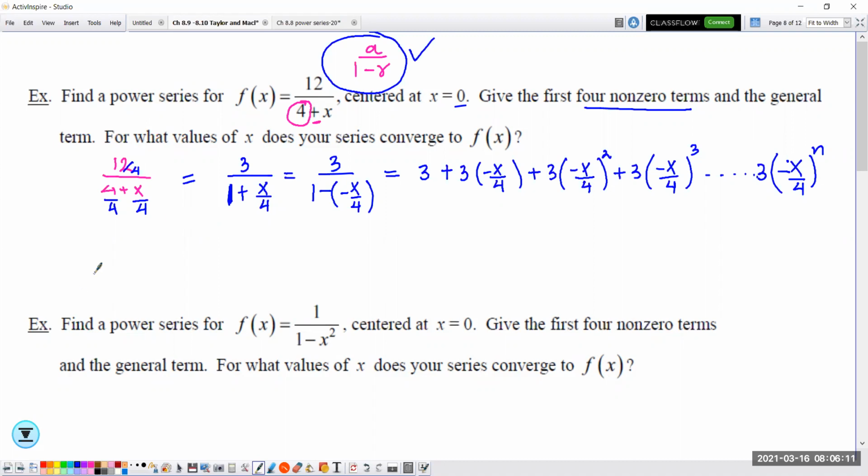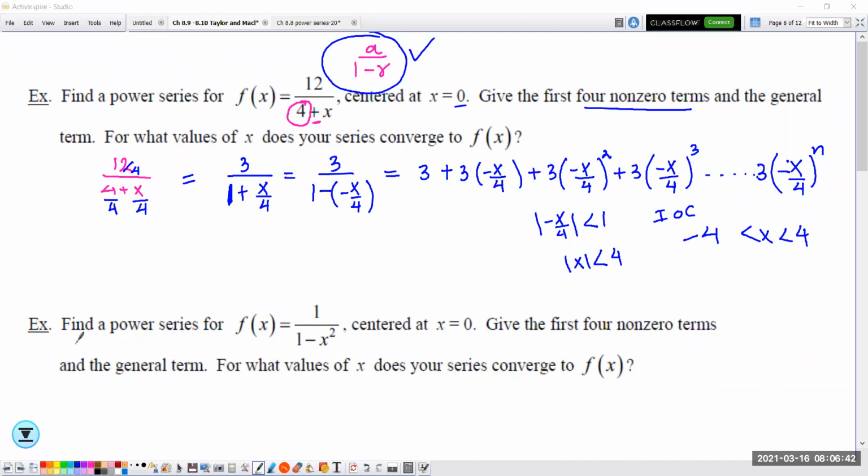Let's talk about IOC. The common ratio is x over 4. So the absolute value of x over 4 has to be less than 1, which means the absolute value of x has to be less than 4, which means the IOC is this. That's my interval of convergence. You don't have to show any work. You can just make a connection of this as a geometric series.